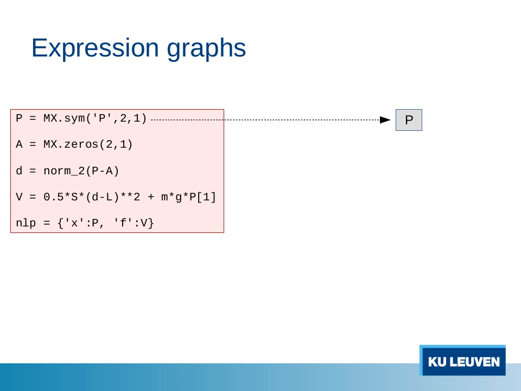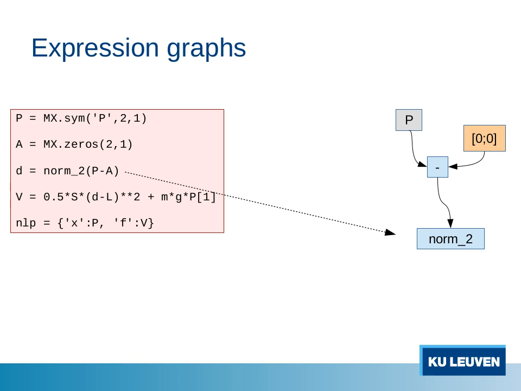First important notion is the expression graph. When we write this line p equals MX.sym, we are really creating a node in memory that represents a symbolic variable. And the p variable in Python will just point to this node. The second line also creates an in-memory object, and the a variable is pointing to this node. When we take the difference, a minus node is created, which takes p and zeros as inputs, and the output of the minus node goes further to the norm2 node. In this way you're building a graph of expressions.